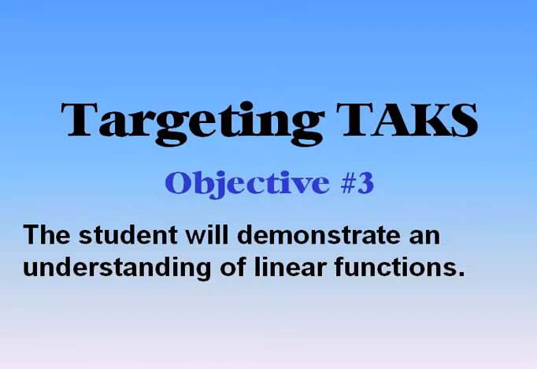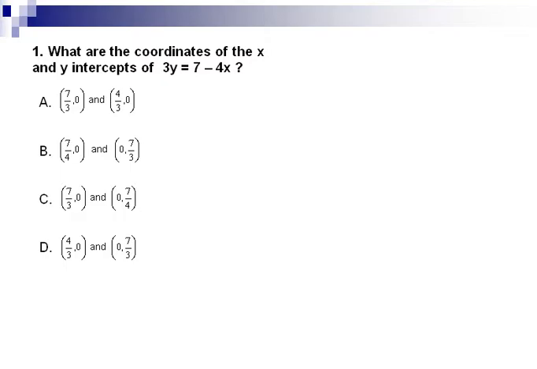Targeting tax objective number 3. The student will demonstrate an understanding of linear functions. In problem number 1, we are asked what are the coordinates of the x and y intercepts of 3y equal to 7 minus 4x. In order to answer this question, we need to put our equation in slope-intercept form.